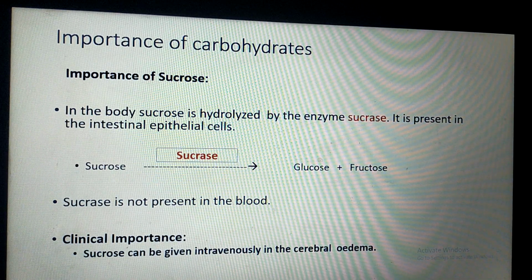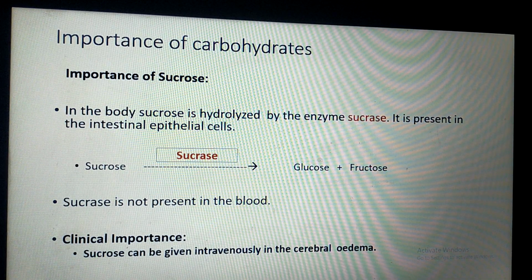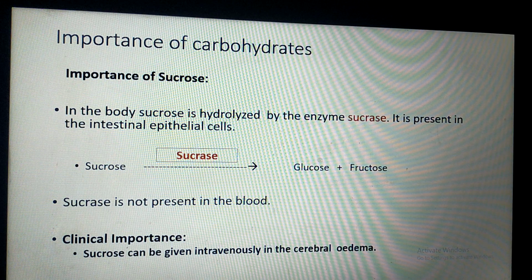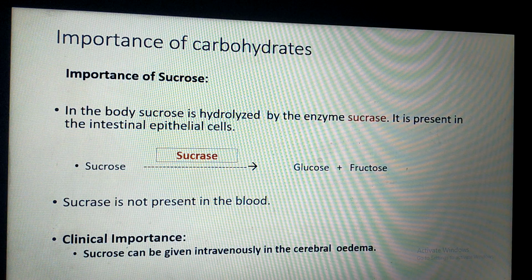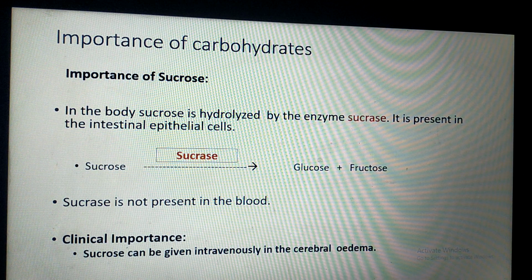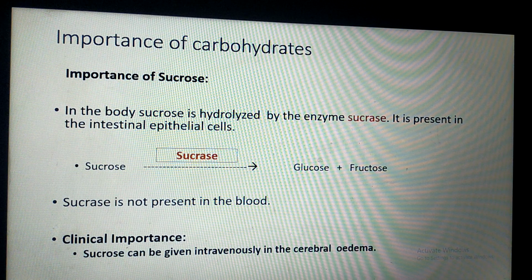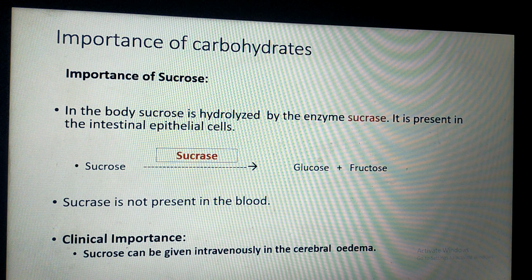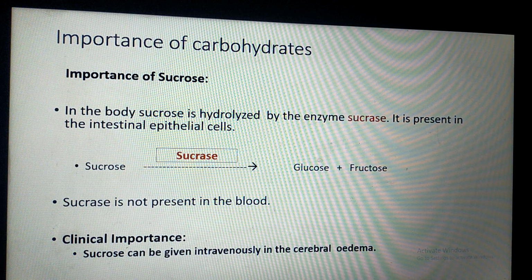In the body, sucrose is hydrolyzed by the enzyme sucrase. This enzyme is present in the intestinal epithelial cells. On eating, this sucrase acts on sucrose and breaks it down into glucose and fructose. This glucose and fructose is then absorbed in the blood. Remember, this sucrase is not present in the blood. Therefore, sucrose can be given intravenously in patients of cerebral edema.